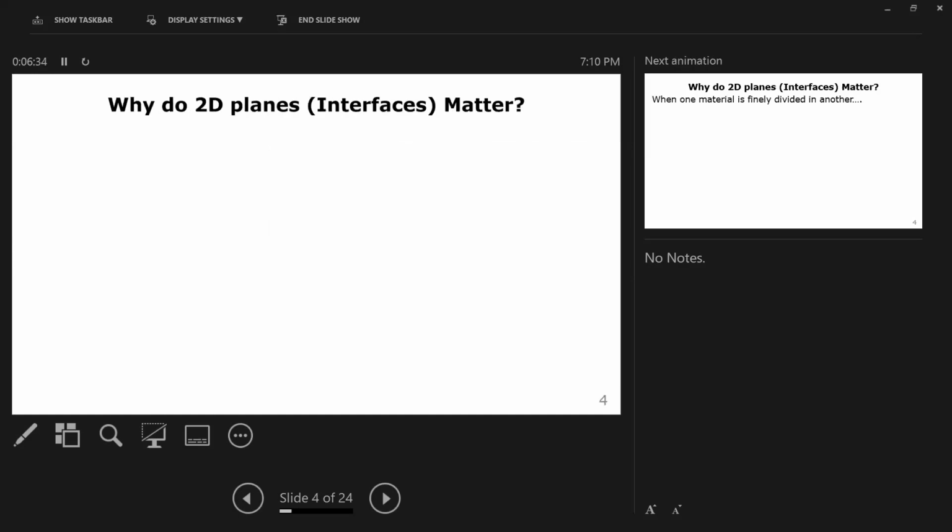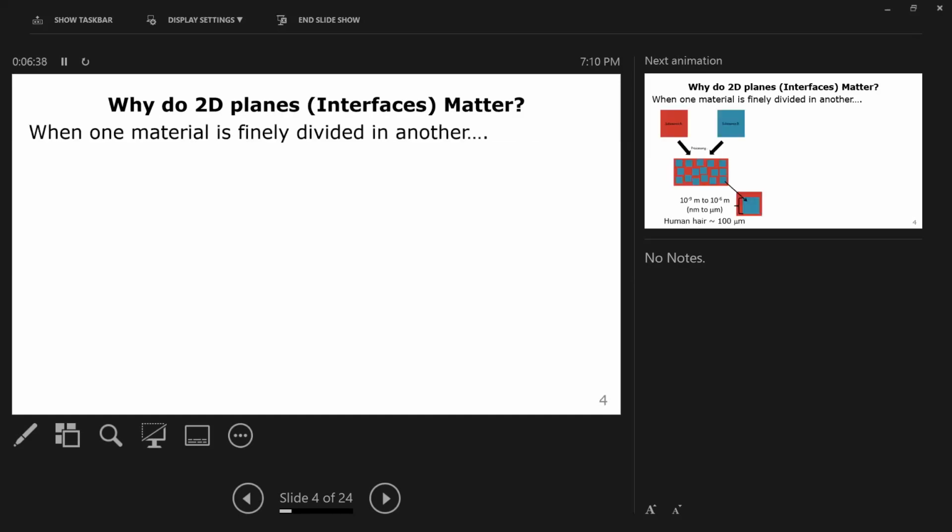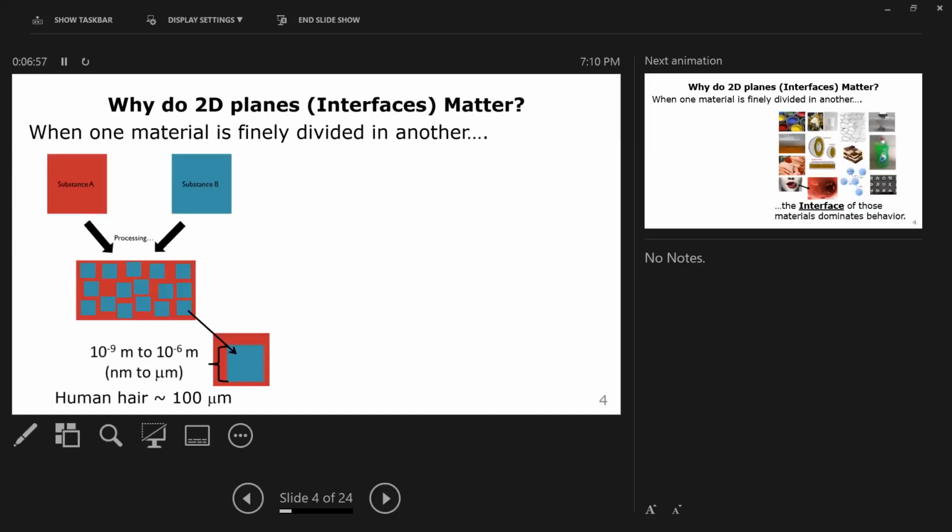So why does any of this matter? Why do interfaces matter? If you think about taking two materials, in the case of beer, maybe the beer that some of you are drinking, those two materials would be mostly water and CO2. In the case of the beer that I'm drinking, that would be nitrogen and water. If you take those two materials, in this case substance A and substance B, you process them. I'm a chemical engineer, so we care a whole lot about processing. And if you do it in such a way that one material is dispersed such that the length scale of the individual entities is between a nanometer and a micron, you create a ton of interfacial area.